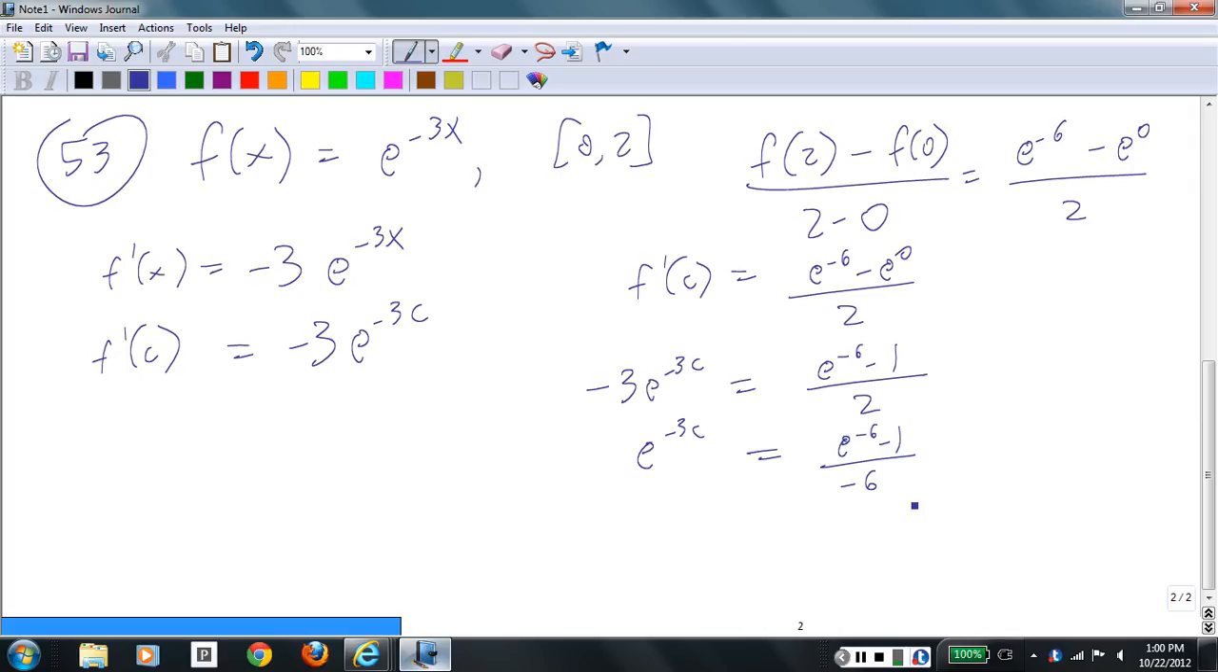Now let's think, the number on the right-hand side is positive, isn't it? Because e to the negative 6 is way less than what? Well, it's between 0 and 1, but it's a tiny number, close to 0. So to subtract 1, we get something negative. Divide by negative 6, we get something positive. So because it's positive, it makes sense to take the natural log of both sides.